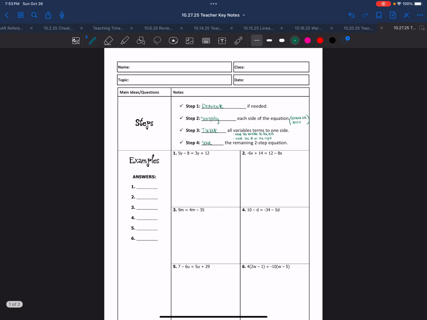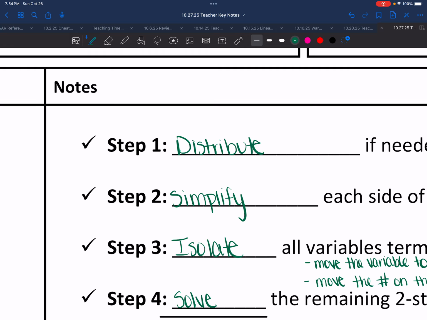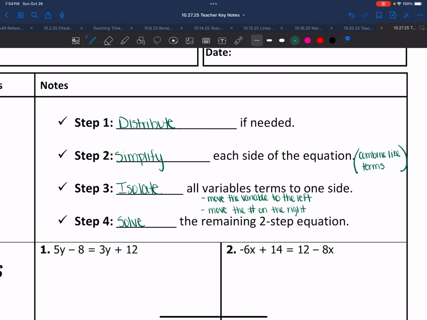Okay, so first and foremost, we're going to use 4 steps. Step 1 is distribute, if we need to. Step 2 is simplify, which means we're going to combine like terms. Step 3 is isolate, which means we're going to move the variable to the left side of the equal sign and move the number to the right side of the equal sign. The last step, after all of that, is to solve.